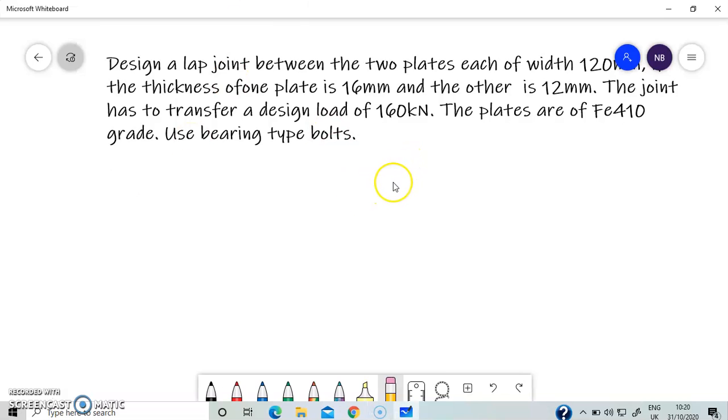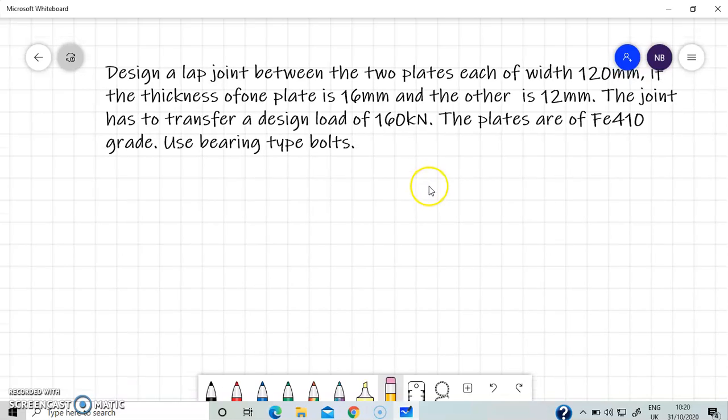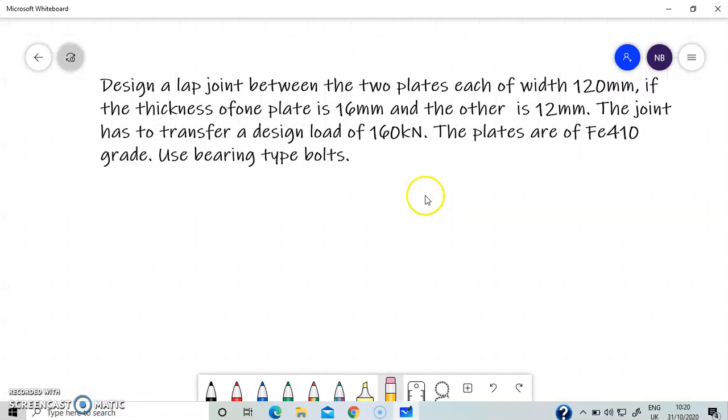One is of 16 mm and the other is 12 mm. The width of both the plates is 120 mm. The design load that we have to design for is 160 kilonewton. The plate grade is Fe410 and we are asked to use bearing type of bolts. To solve this, first we need to know what is the dia of the bolt.